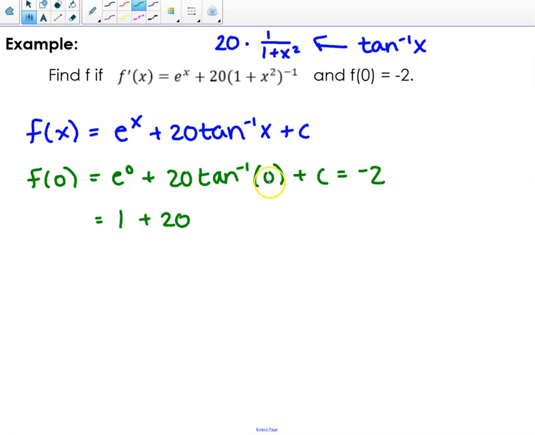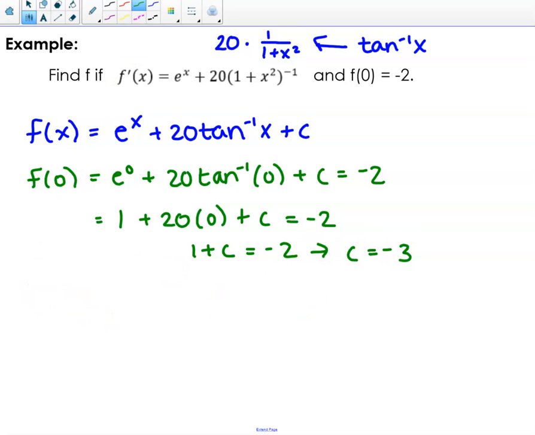Now inverse tan of 0, that's where on the unit circle would the tangent equal 0? And that happens at 0, right? Because sine is 0 and cosine is 1. 0 over 1 is 0. Plus c equals negative 2. So we end up with 1 plus c equals negative 2. So c is equal to negative 3.